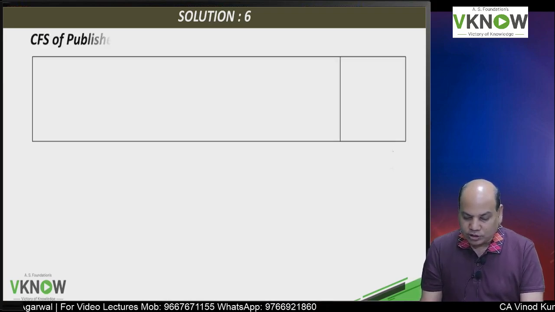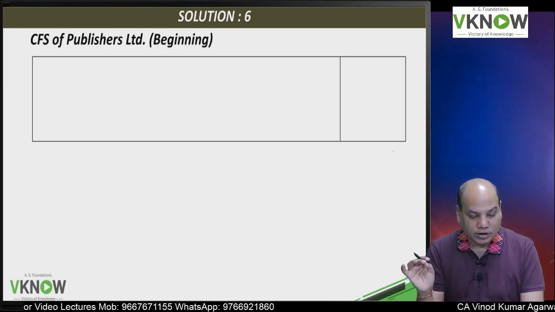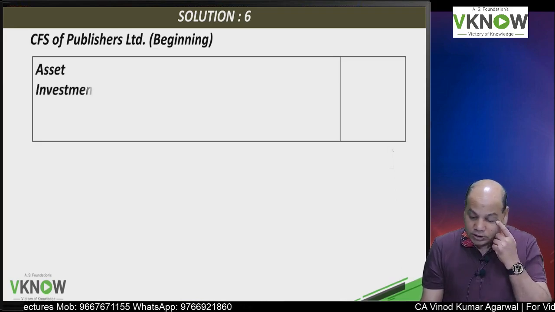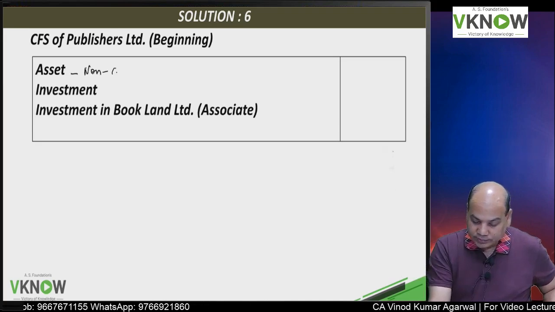The question is how the balance sheet would look like at the beginning. Consolidated financial statement of Publisher Limited at the beginning. Asset side, you write here non-current asset.